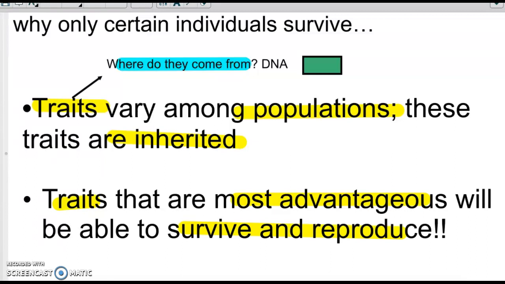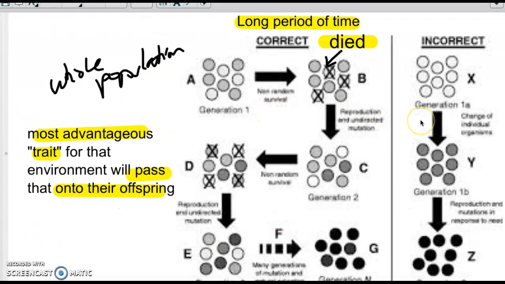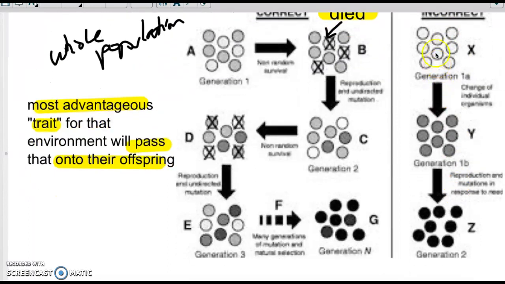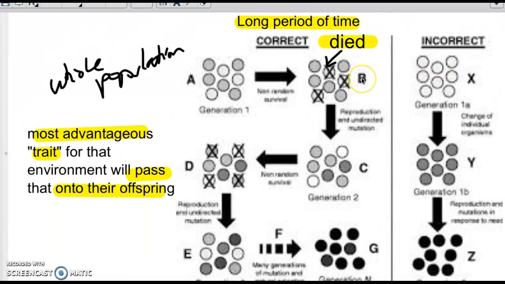And so that leads us to the bottom right picture, showing you what evolution is and what it isn't. So you look on the very right of the picture, you go from X, Y, Z. That is not evolution. Evolution does not happen that way. It takes a long period of time, and a lot of things have to happen in order to be able to pass down those traits.